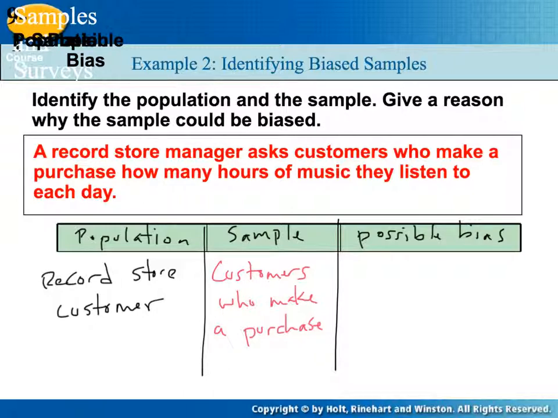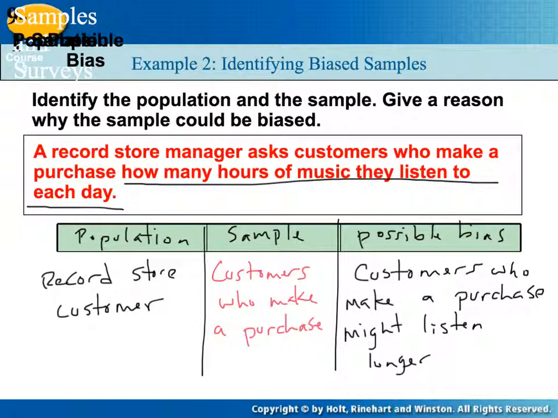Now, where this could be biased, where this might not give you the correct answer, is that the question is how many hours of music they listen to each day. What if you have a person who loves music? They might buy a CD. What if you have a person who doesn't like music? They could still buy a CD, but they might not listen to it as much. So a person who makes a purchase might be more interested in music than others. Customers who make a purchase might listen to music longer. That's not saying that somebody who doesn't pick up a CD doesn't listen to music very long, just that there could be possible bias there.